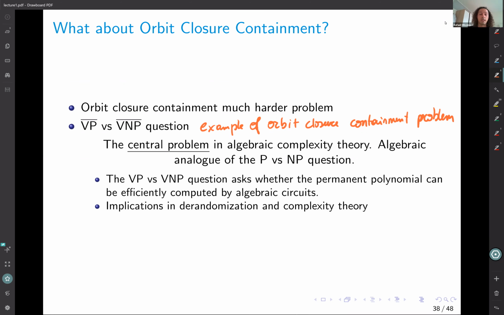And there has been very little progress towards this general question. Why is this question so important? It's important in many areas of mathematics. The VP versus VNP question asks whether the permanent polynomial can be efficiently computed by an algebraic circuit. And it turns out that this has implications for derandomization and complexity theory, and also in other parts of algebraic geometry.